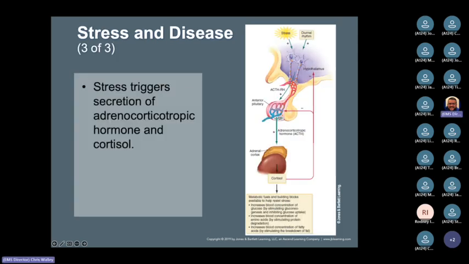Right there shows how stress triggers the secretion of adrenocorticotropic hormone, which results in cortisol secretion.